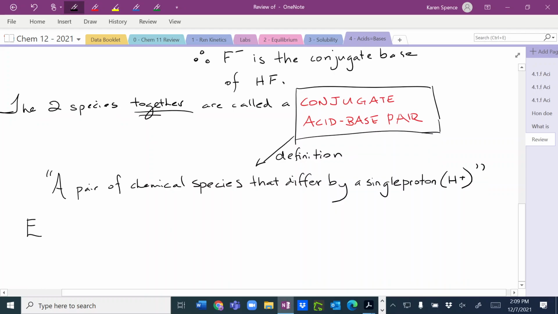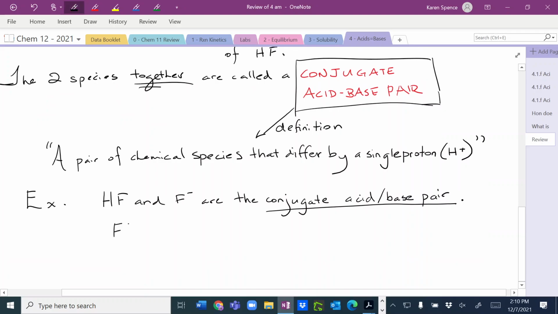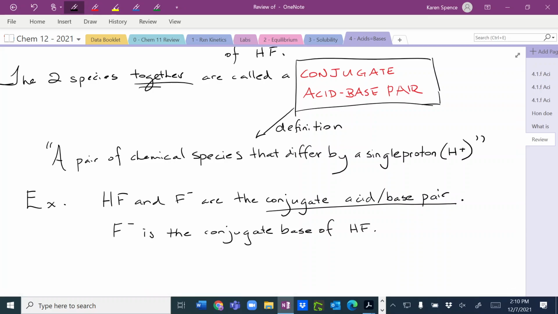So for example, HF and F minus are a conjugate acid-base pair. The two of them together make the conjugate acid-base pair. F minus is the conjugate base of HF. And HF is the conjugate acid of F minus.